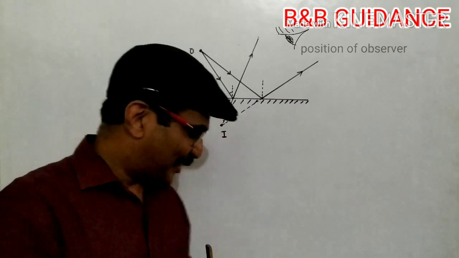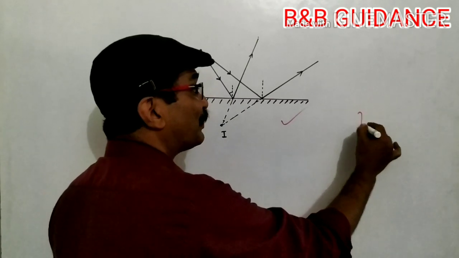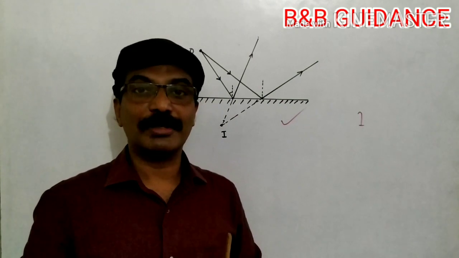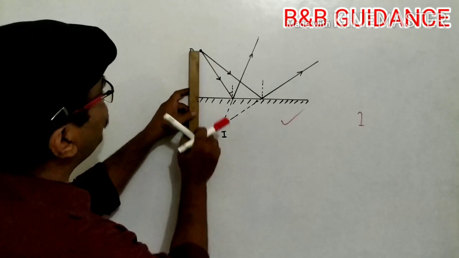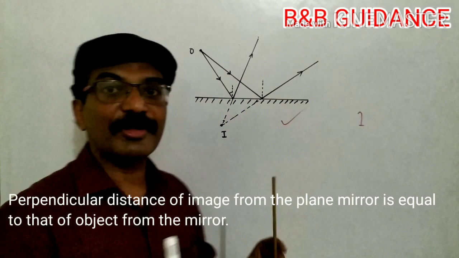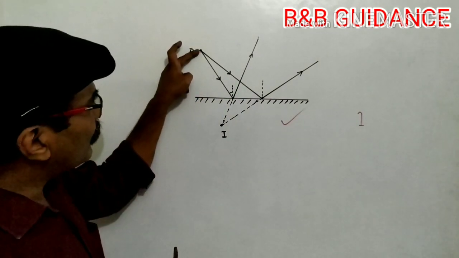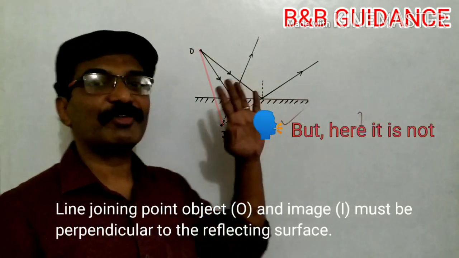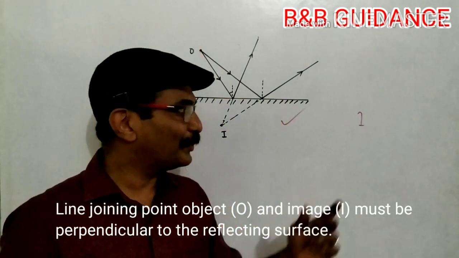The thing is that after the examination, your teacher will take it like this maybe and give you 1 mark. Only 1 mark. It is a 2 mark question and you get only 1 mark. And when you ask, she will tell you that in a plane mirror, object distance must be equal to image distance. That is not satisfied. And if you join this line OI, it will be perpendicular to the surface of reflection. So two conditions are not satisfied, you may get only 1 mark.